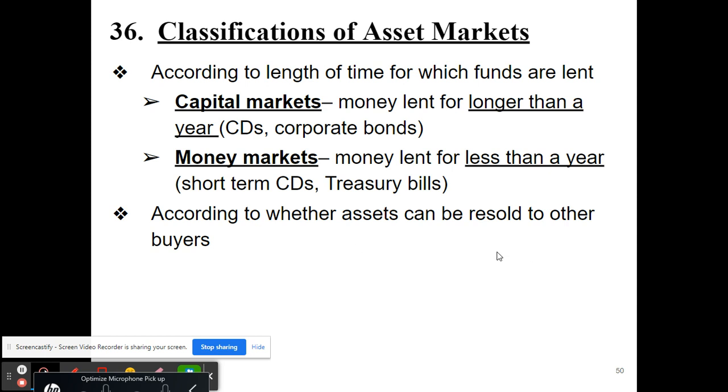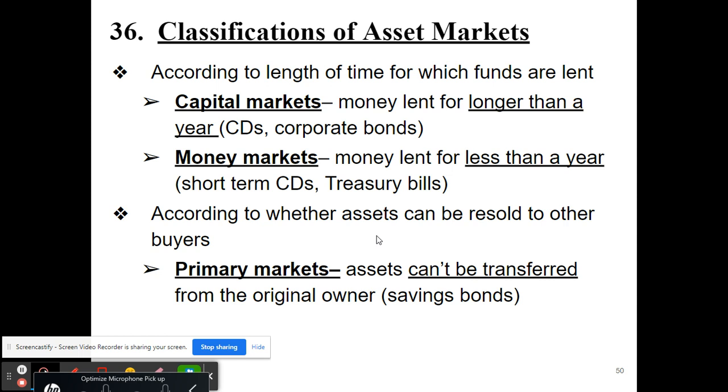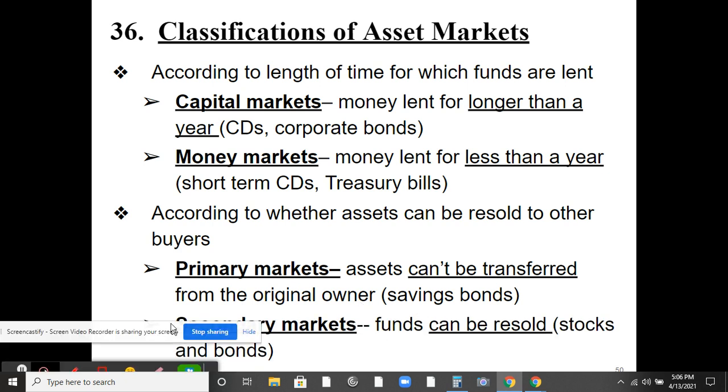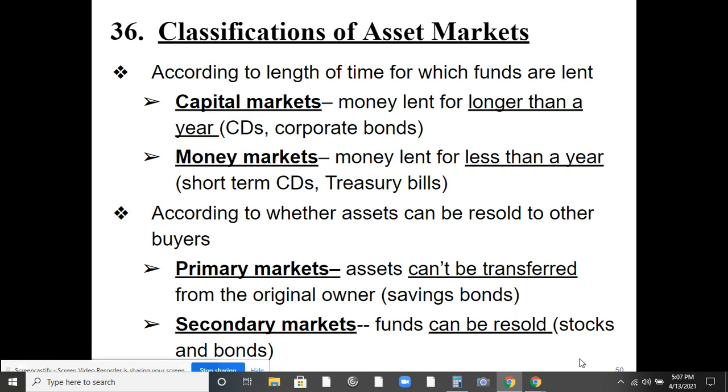This is according to whether assets can be sold to other buyers. These are primary markets, where assets can't be transferred from the original owner because it's connected to you, like a savings bond. Then you get your secondary markets. They can be resold, whether you're talking about stocks or bonds. You can definitely resell them.